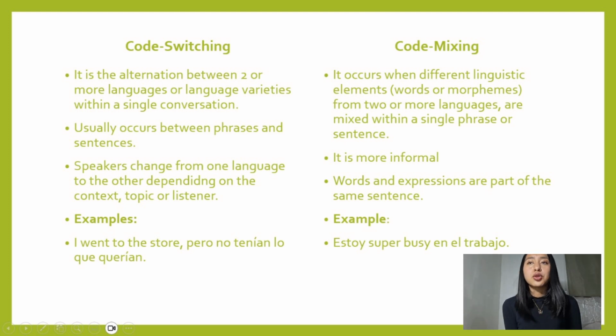And the other one is code mixing, and it occurs when different linguistic elements like words or morphemes from two or more languages are mixed within a single phrase or sentence. It is more informal than code switching, and there are some words or expressions that are part of the same sentence. And here the example is "estoy super busy en el trabajo." They are not using a whole sentence, just a word, which is busy, a word in English, in a Spanish sentence.